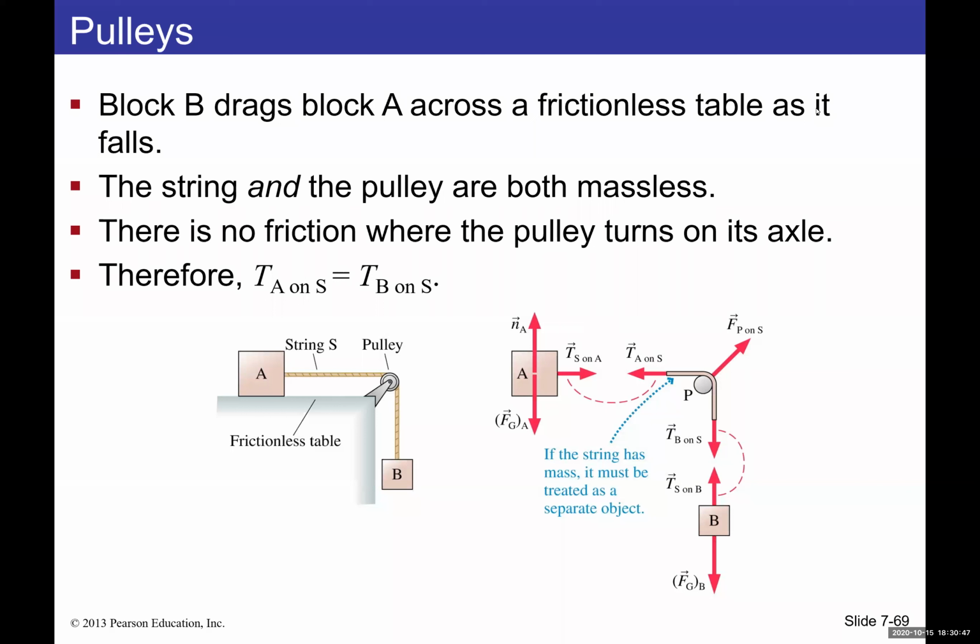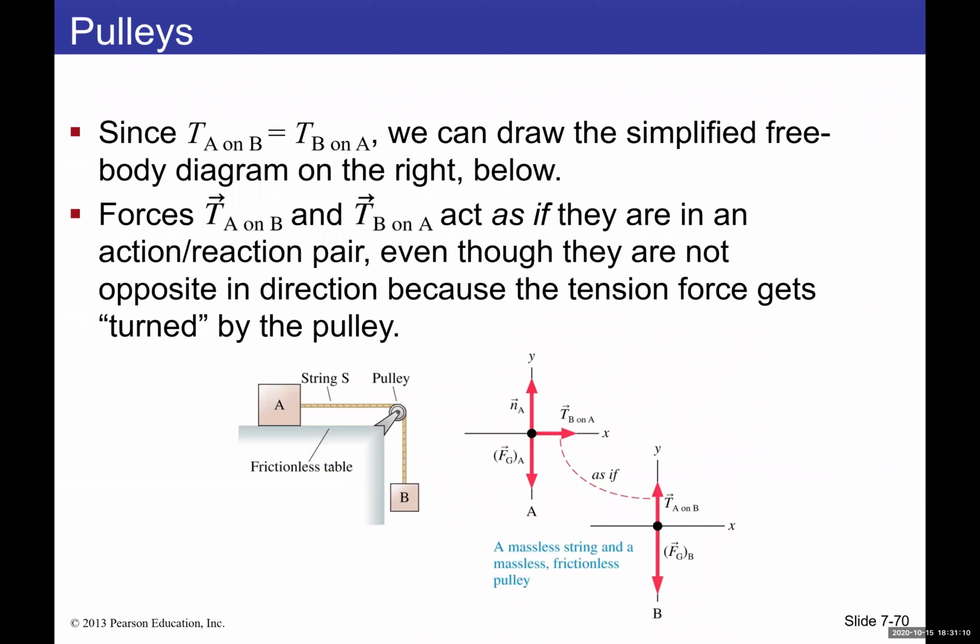So you have two objects, two blocks, connected to one another by a rope, and one is on a horizontal surface, the other one is hanging in a vertical direction. This problem can give you the surface with friction, or it can be a frictionless surface. Let's say it says frictionless table, for example.